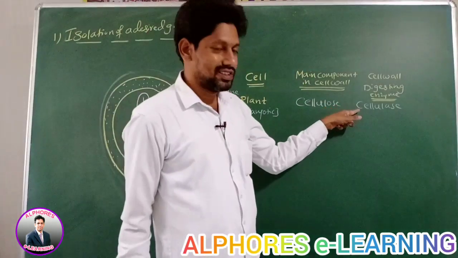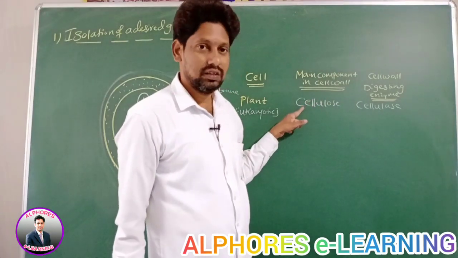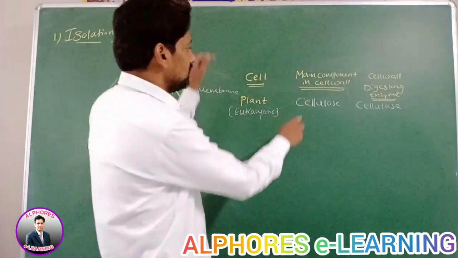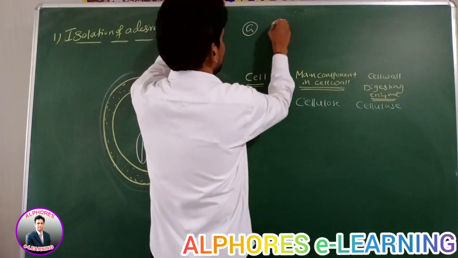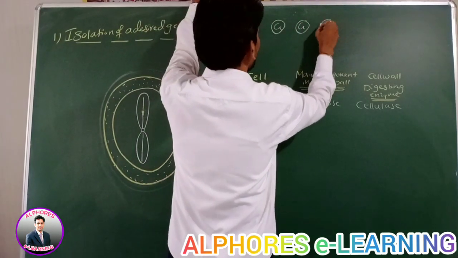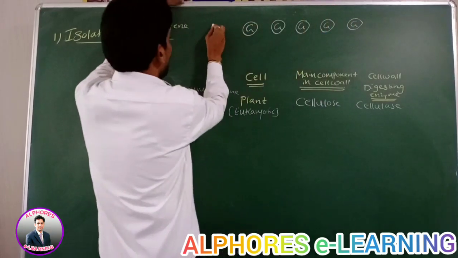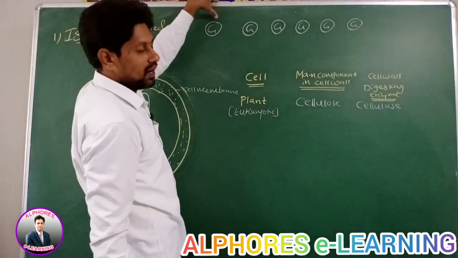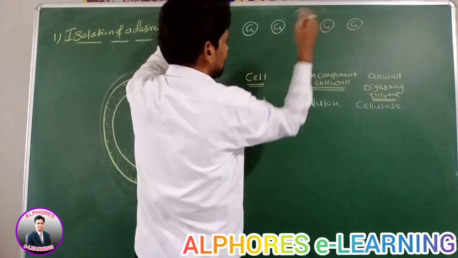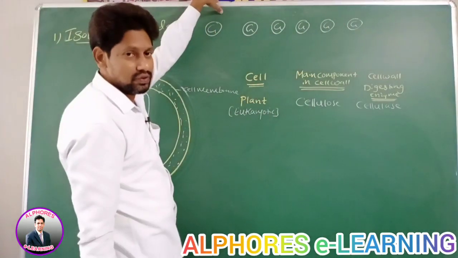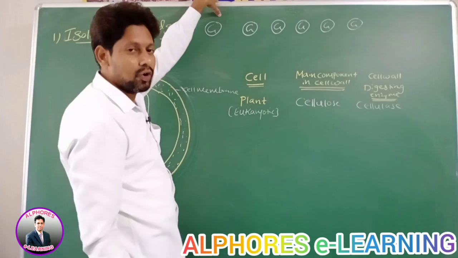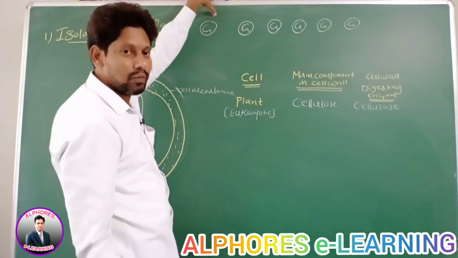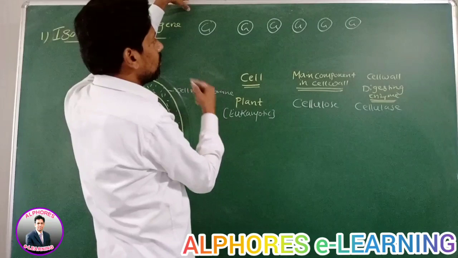Cellulase acts on what? Cellulose. In first year, we read that this cellulose is a homopolymer of glucose. Yes or no? Homopolymer of glucose means made up of many glucose units. Is it okay? Homopolymer means all monomeric units are the same. What are those monomeric units? Glucose.